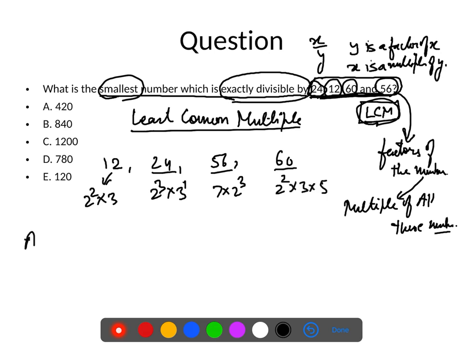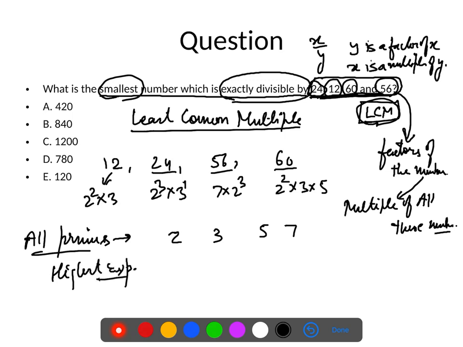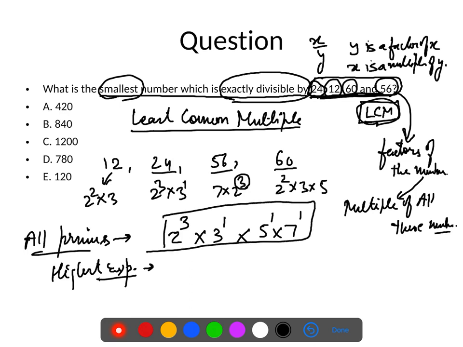Now, to calculate LCM, we need to take all the primes. 2 is there, 3 is there, 5 is there, 7 is there. And their highest exponents. So highest for 2 is cube. Highest for 3 is 1. Highest for 5 is 1. Highest for 7 is 1. So that is your LCM.